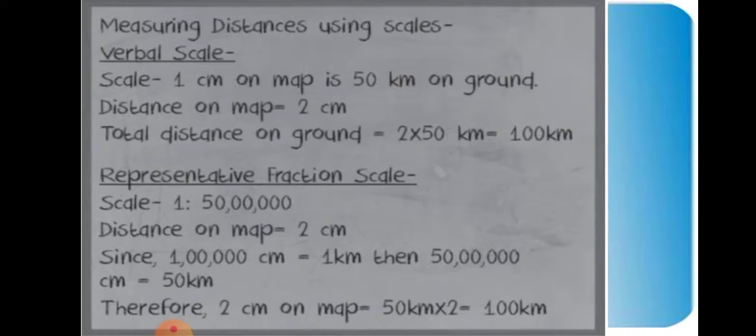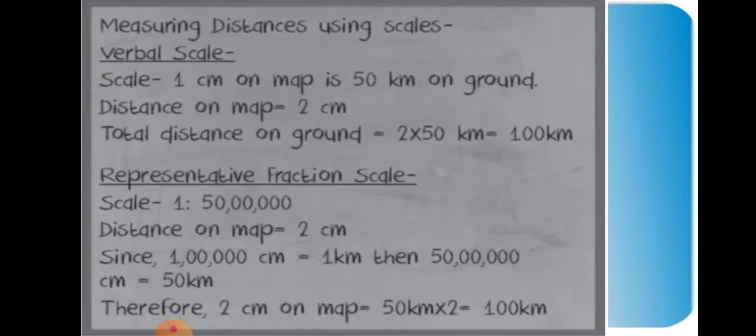Measuring distances using scales. Verbal scale. The scale given on the map is 1 centimeter on map is 50 kilometer on ground. So distance on map from one point to another point or one place to another place is equal to 2 centimeter. So total distance on ground will be, what you have to do? Multiply 2 centimeter into 50 kilometer, which is equal to 100 kilometer.